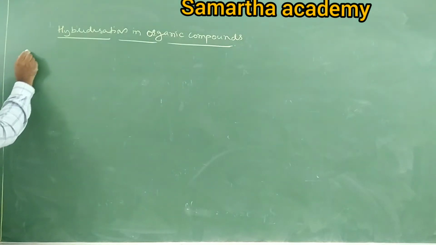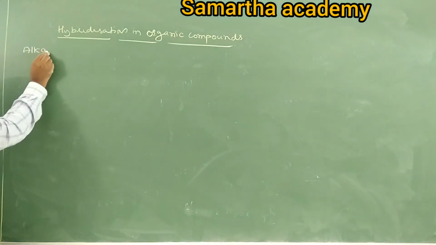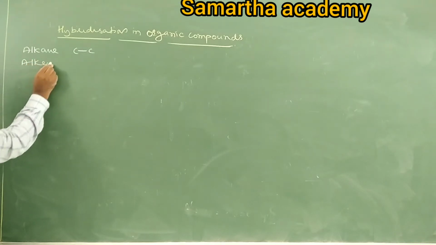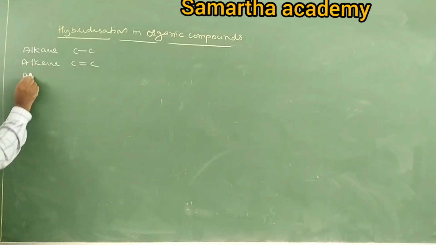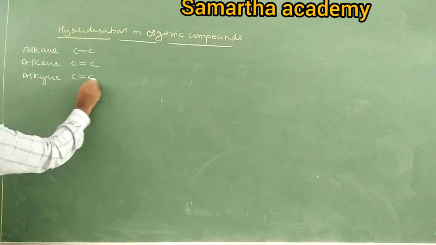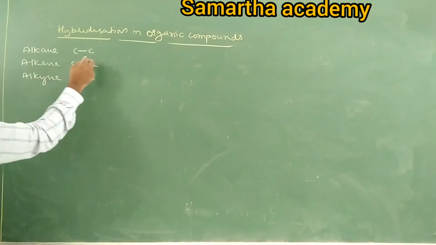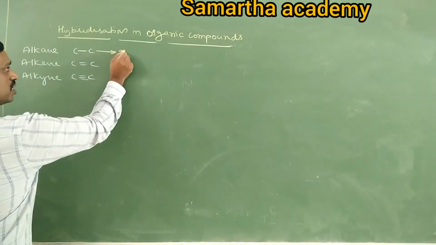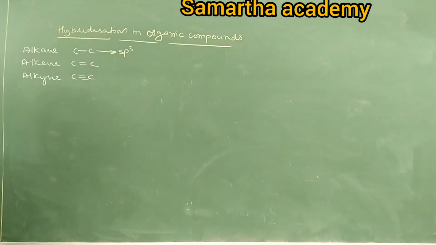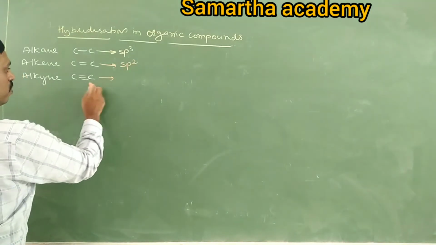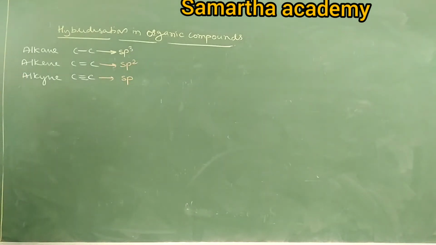Let's see first alkane. Tell me, in alkane what is the bond? There is a carbon-carbon single bond. Then alkene, what is the bond? Double bond. In alkyne it is a carbon-carbon triple bond. Therefore, if only one bond is present between carbon-carbon, its hybridization is sp3. If there are 2 bonds, a double bond, it is sp2. If it is 3 bonds, it is sp. It means alkane carbon is sp3, alkene carbon is sp2, alkyne carbon is sp.